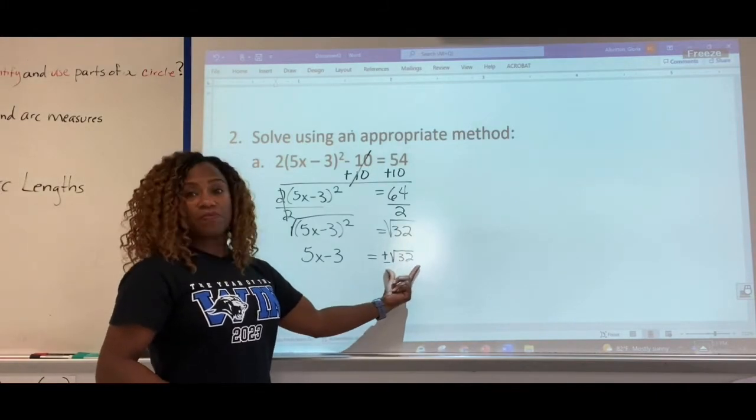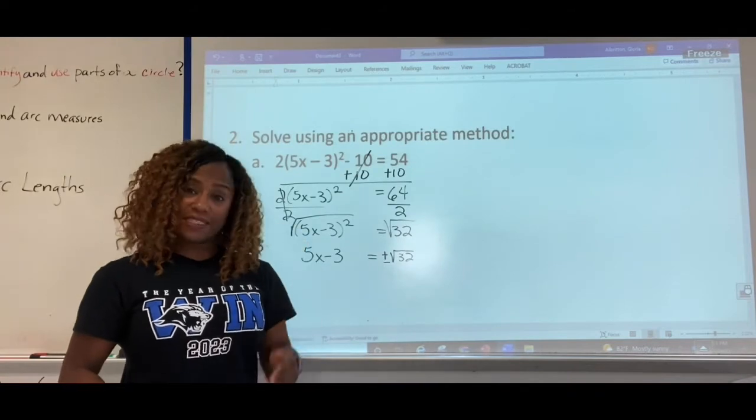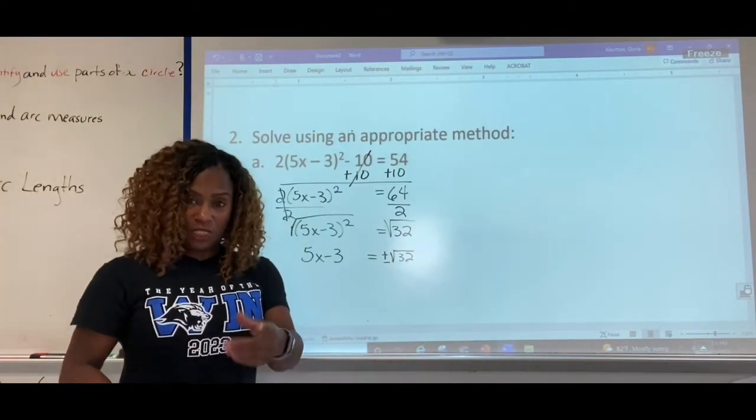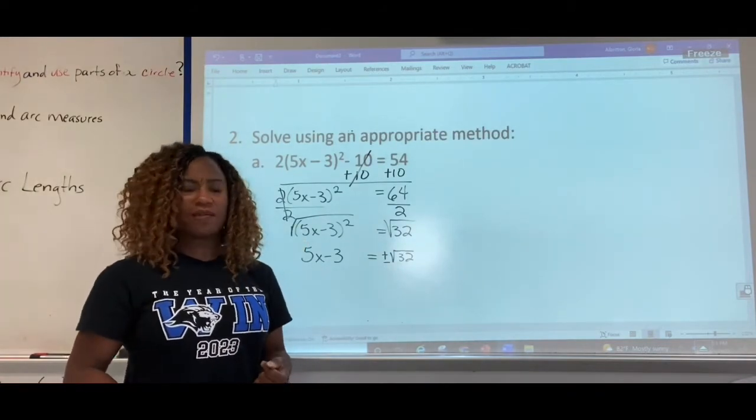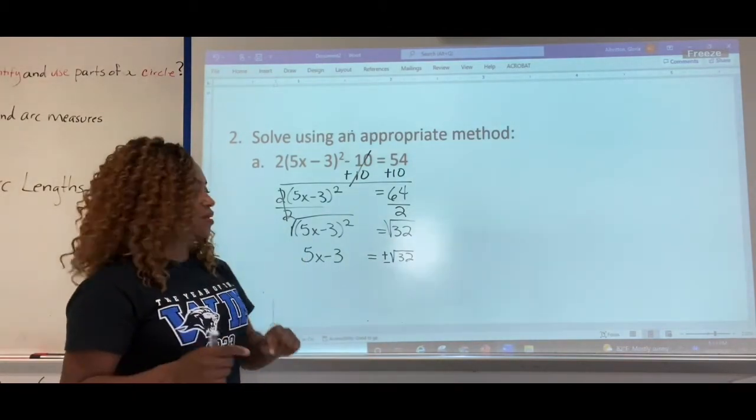Even though 32 is not a perfect square, we can still simplify it because it has a perfect square factor, which is 16. It also has 4 in there. 16 is the biggest one, that's the one we would use. So I'll show you that method also.